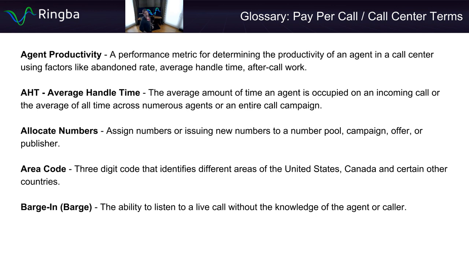Allocate numbers. This is assigning numbers or issuing new numbers to a number pool, campaign, offer, or publisher inside of your call tracking platform. Area code. This is a three-digit code that identifies different areas of the United States, Canada, and other certain countries. It's the first three digits of a phone number, and it tells the caller where the phone call is coming from.